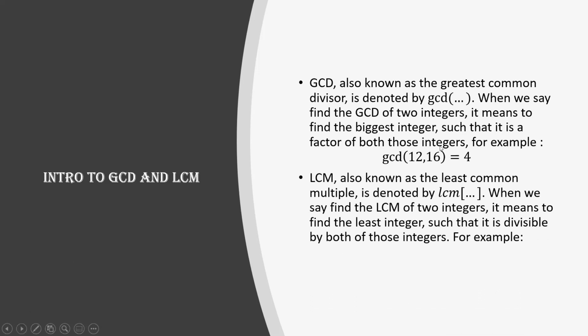This is for GCD. Now for LCM, LCM is also known as the least common multiple and is denoted by LCM of something. When we say find the LCM of two integers, it means to find the least integer such that it's divisible by both of those integers. For example, LCM of 12 and 16 is equal to 48.